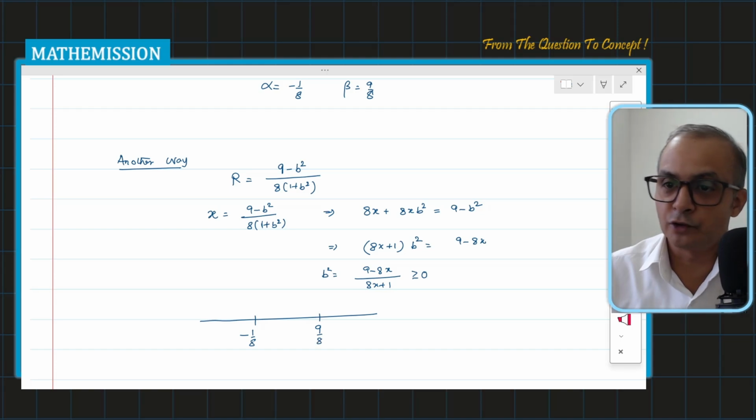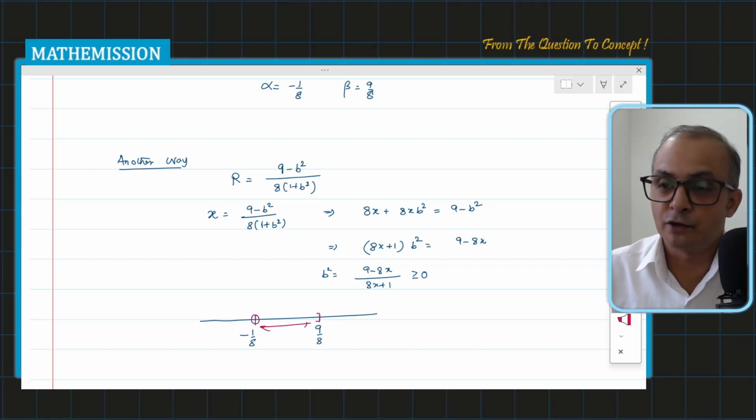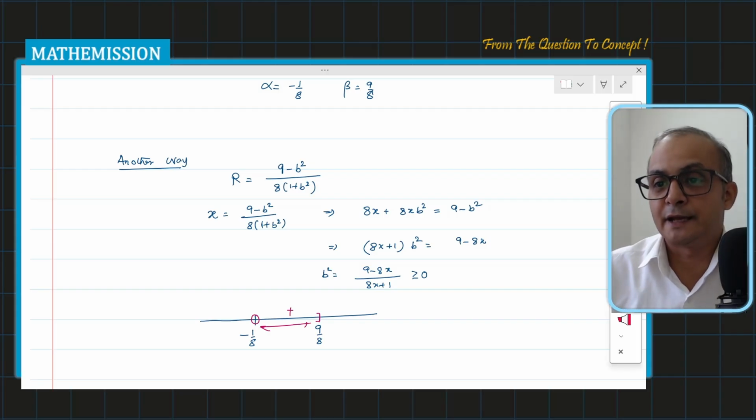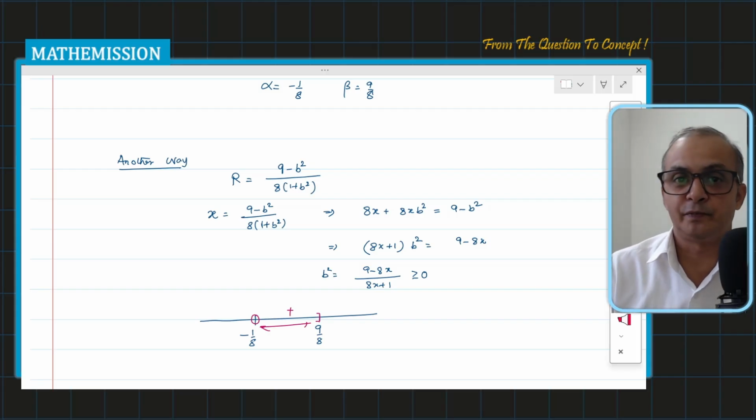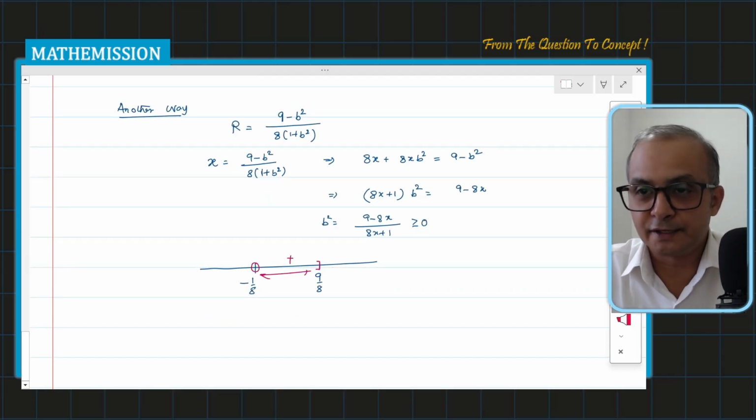You notice how to use the sign diagram. Minus 1 by 8 will be open because it is in the denominator, and 9 by 8 is closed because 0 is included. In this interval only will it become a positive value. So that's why we take minus 1 by 8 to 9 by 8 as the value of x, which is in turn the value of r. So this is the way I discuss these questions in my class.